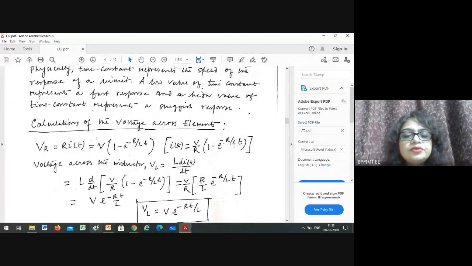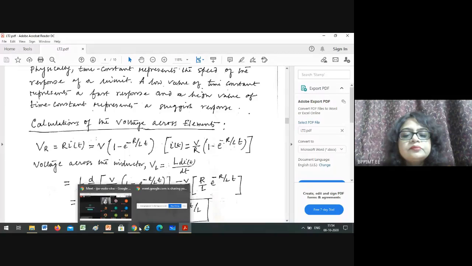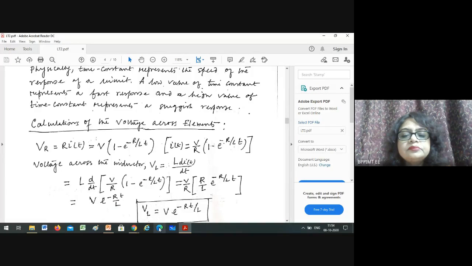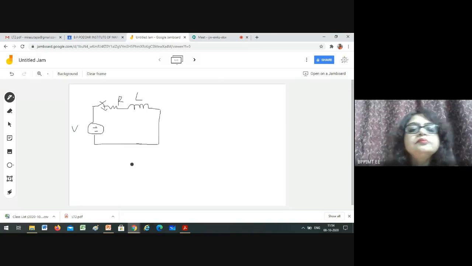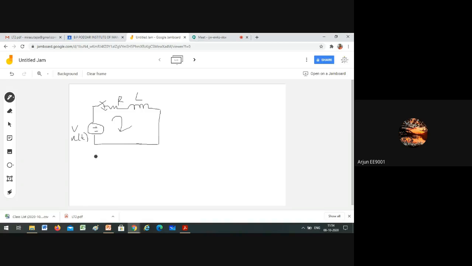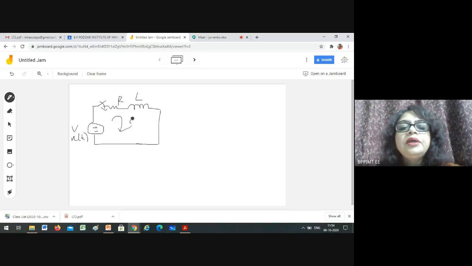Now it will be better if we come to the Jamboard. So this is the step response. How many responses have I told? There is step response, there will be impulse response, there will be sinusoidal response. We are dealing right now with the step response.